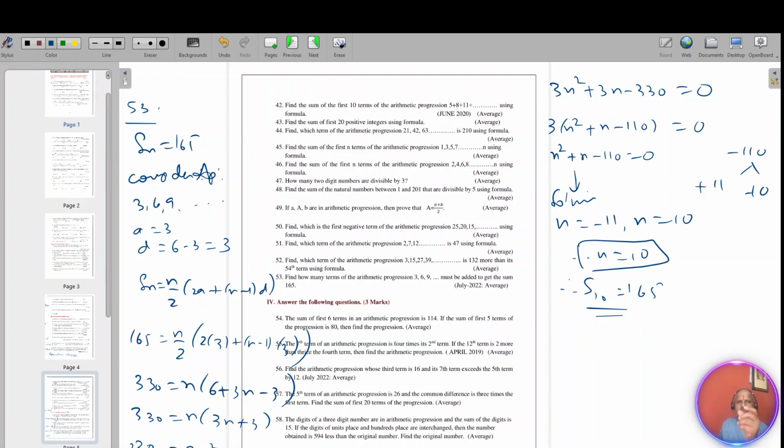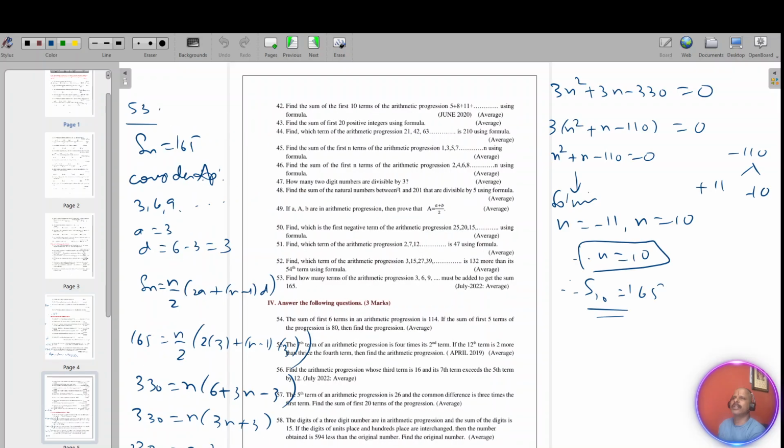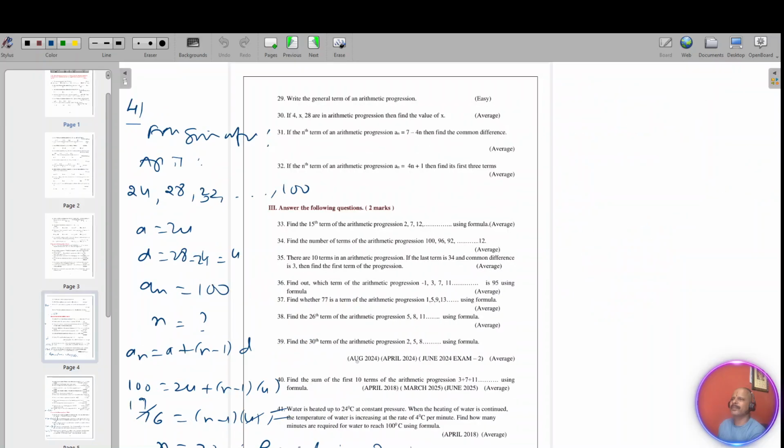We saw a couple of very good questions in this, which is the first negative term here. I'll just recap. The first negative term is a very important question here. And the other one, the sum formula, N by 2 into 2A plus N minus 1 into D. That's an important, good question. Okay, everything else is okay. Okay, thank you.